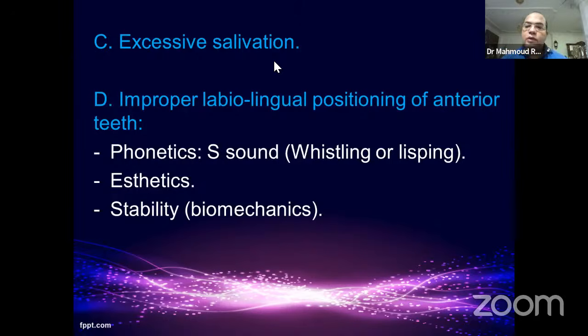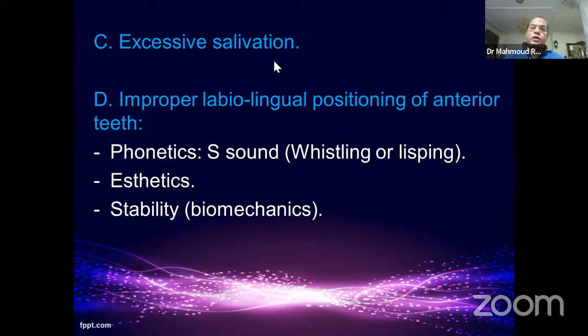Improper lingual positioning of anterior teeth: we must identify it during the try-in. The sound is very important. If we have excessive horizontal overlap, or excessive air here, the patient can't pronounce the letter S, but he says it as "sheen" or "sha".